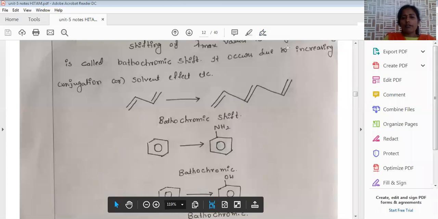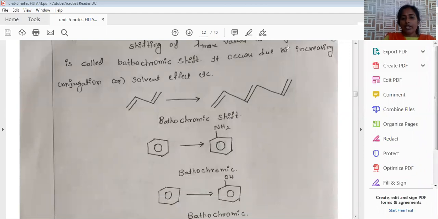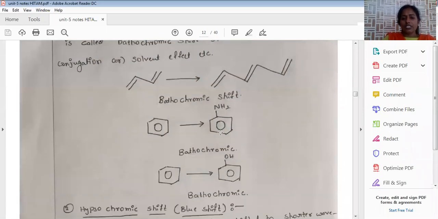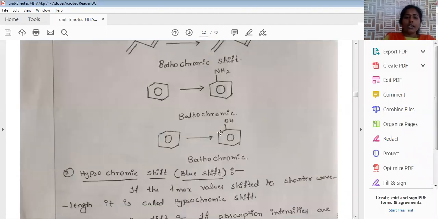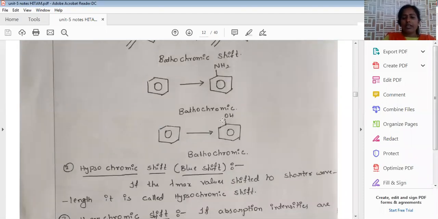Greater the delocalization, that is greater the conjugation, the more lambda max values increase. Less energy is required for that delocalization. In the same way, instead of aniline, we can take OH functional group. This OH group also contains lone pair of electrons on the oxygen atom, which are used to extend the conjugation. When conjugation is extended, again it comes under bathochromic shift.